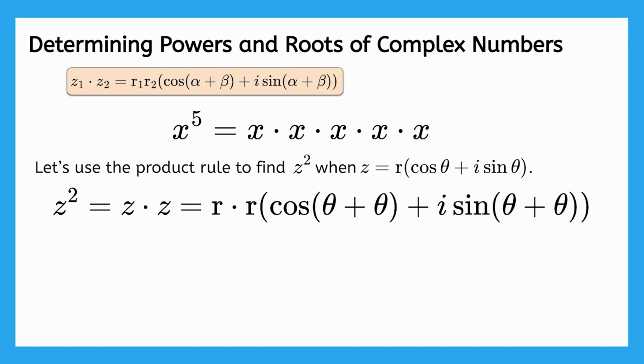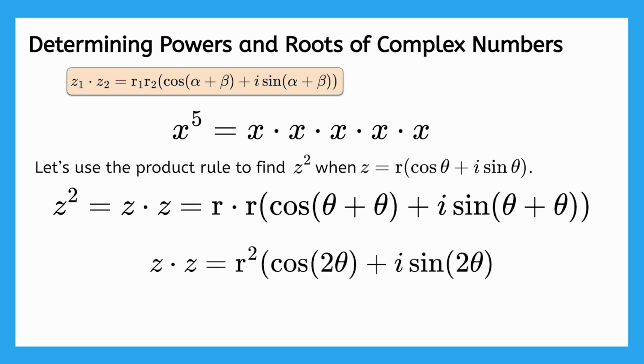Let's simplify this since we have some like terms. Interesting. So if I raise z to the second power, I end up raising the modulus to the same power and then multiplying the angle by that value, in this case 2. I wonder if that holds for all powers of z. Let's try it again with z to the third power.